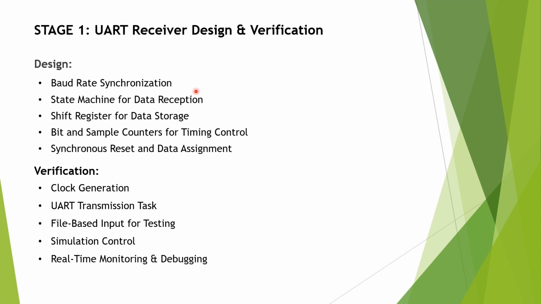Next is the state machine for data reception. A finite state machine controls the reception process. Next is the shift register for data storage. Basically, UART is a serial communication, so a shift register is required that stores the incoming bits until a complete byte is received. Data is shifted in one bit at a time based on the baud rate clock.